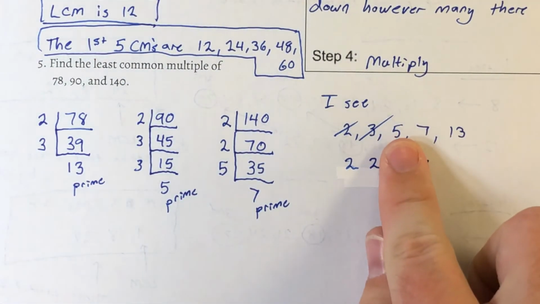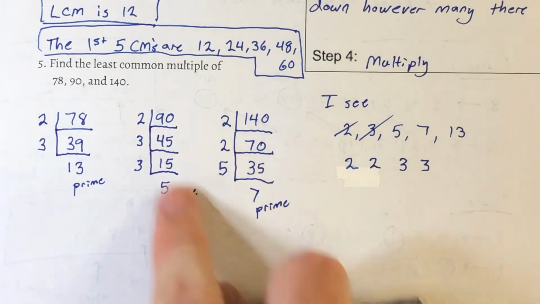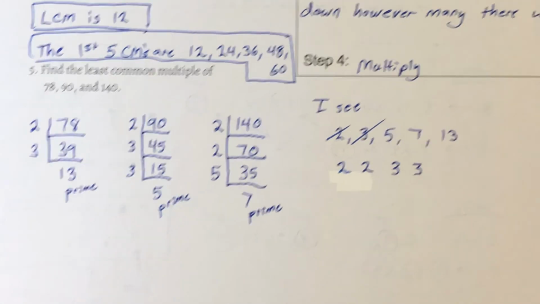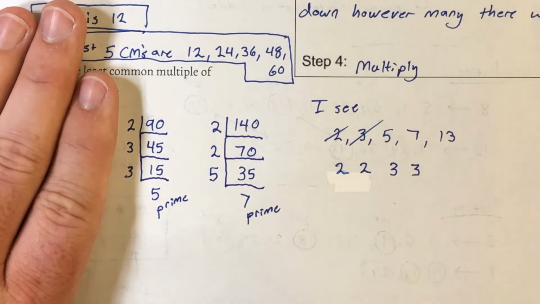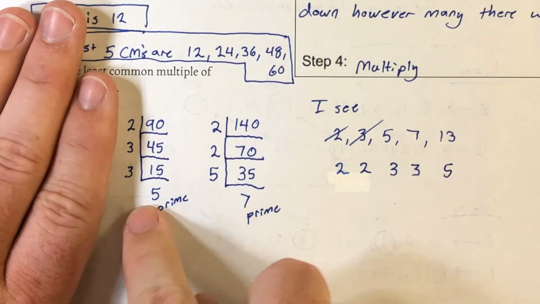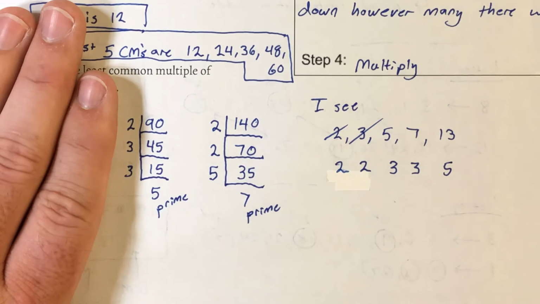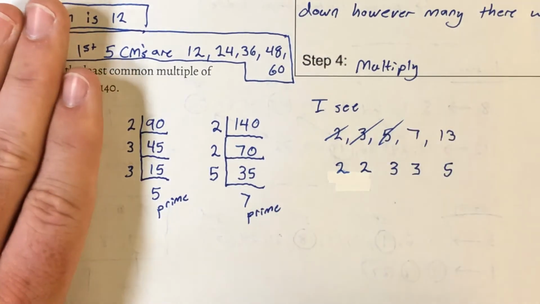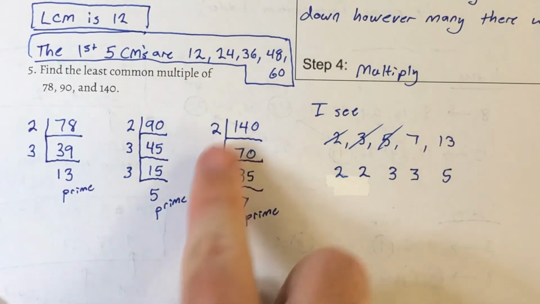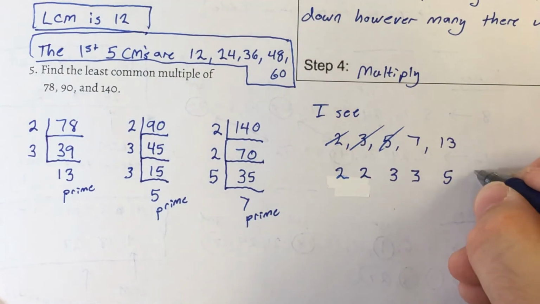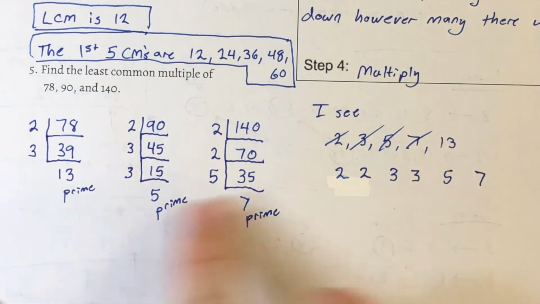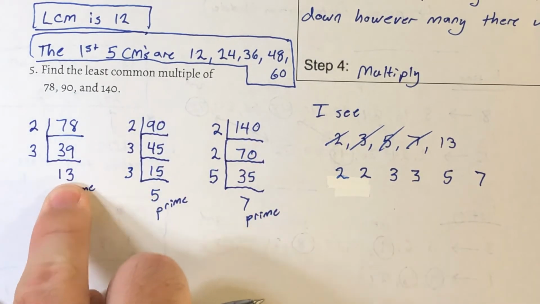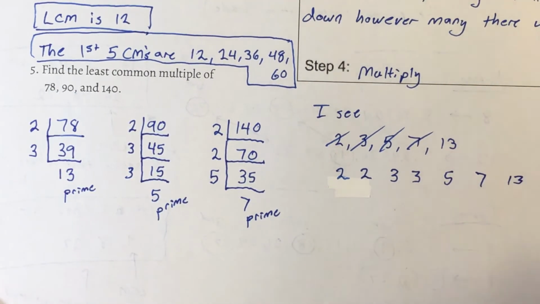Next, which one has the most 5s? No 5s, 1 5, 1 5. It's a tie, so just choose one. I choose you. It's got 1 5. Doesn't matter which one you choose. It's going to have 1 5. All right, next, which one has the most 7s? No 7s, no 7, 1 7. So write down 1 7. And last, which one has the most 13s? No 13s, no 13s, 1 13. It's the winner. Again, it has 1 13.